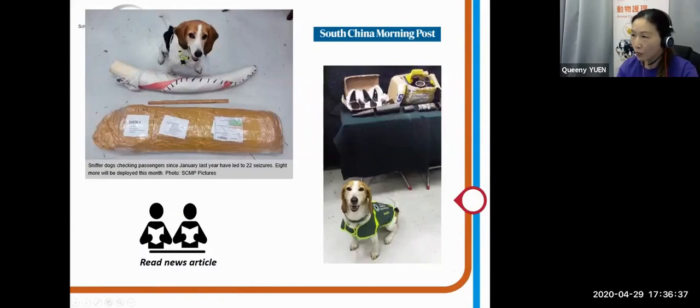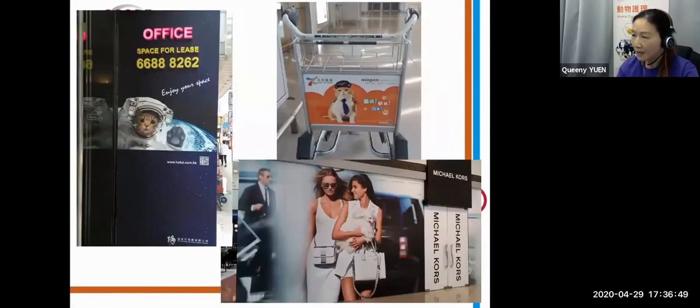Here we have more working dogs who are trained to sniff out illegal items such as endangered species, animal species product, explosives and drugs. Again, pet species here being used in advertising to add attractiveness and statement to the products or services being advertised.